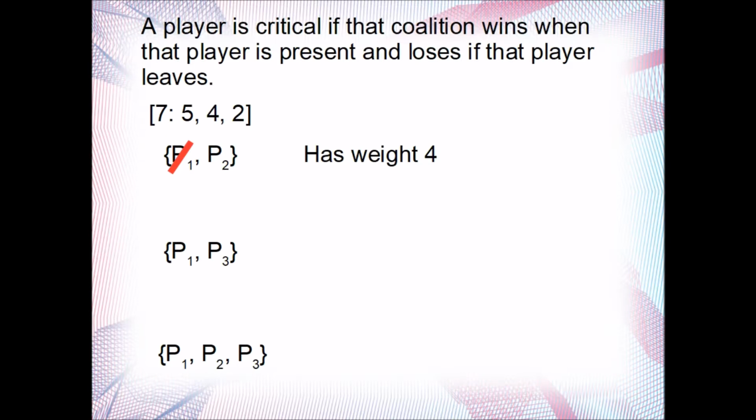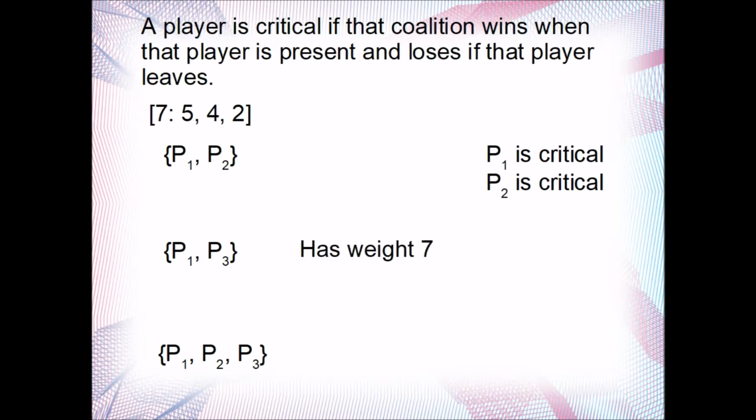4 is not enough to win, so that means that player 1 is a critical player in this coalition. So once again, coalition with both of them has weight 9. If I remove player 2, now it has weight 5. That is not enough to win, so player 2 is also critical.